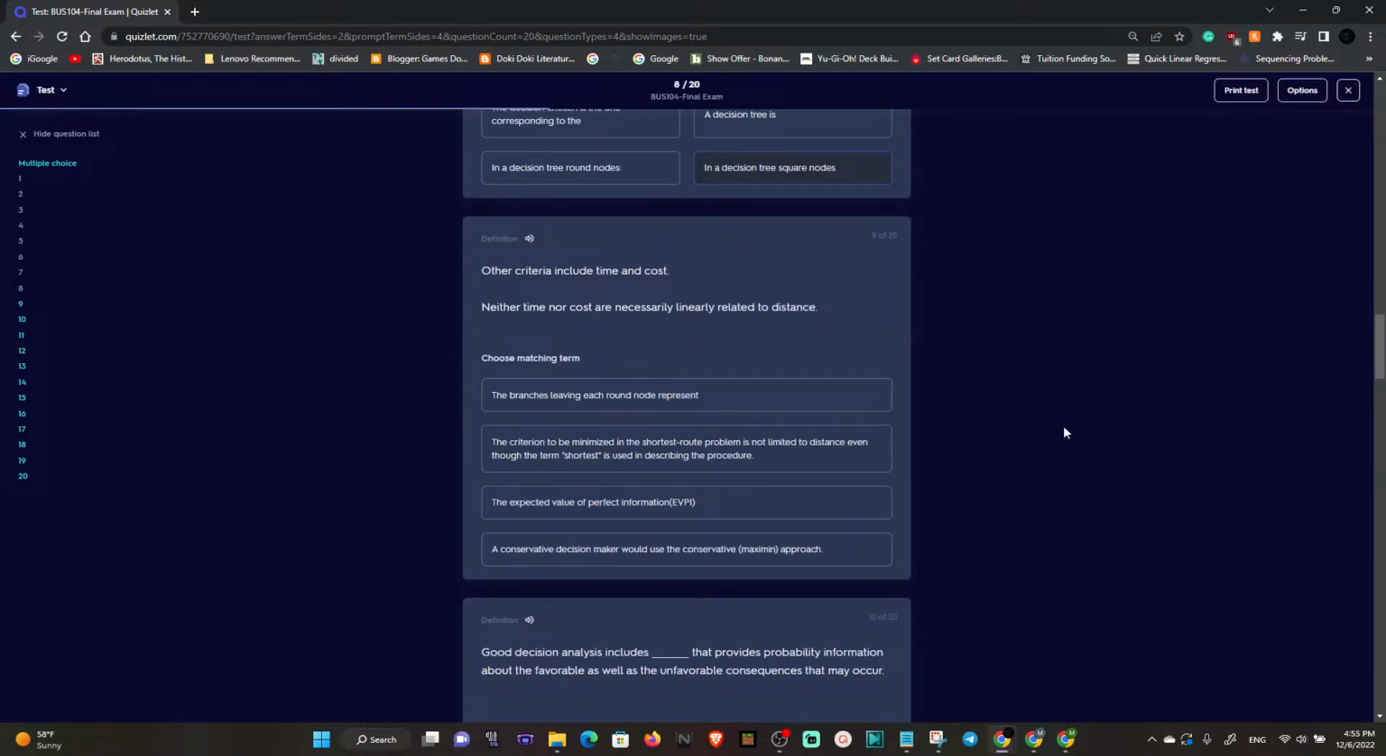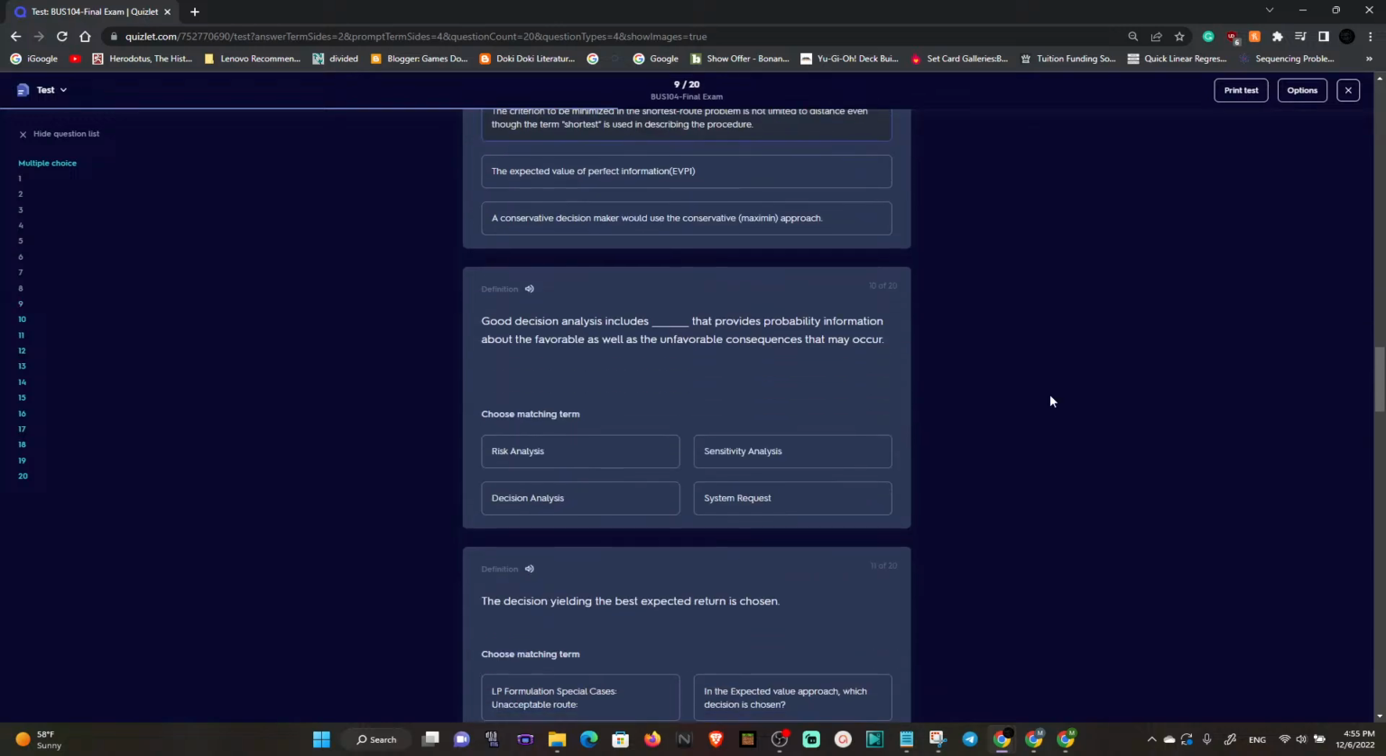Other criteria include time and cost. Neither time nor cost are necessarily linearly related to distance. The criterion to be minimized in the shortest route problem is not limited to distance, even though the term shortest is used in describing the procedure. You're up.